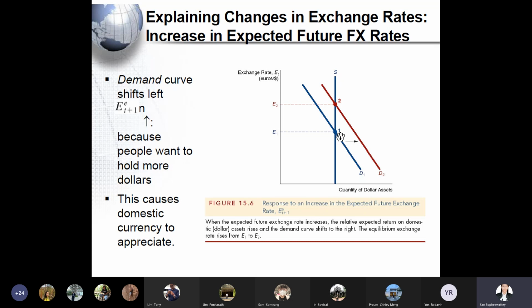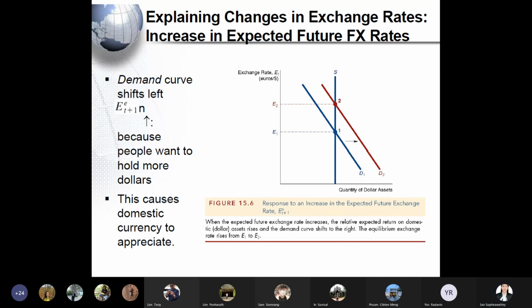So we are at point 1 here, at exchange rate E1 and demand curve D1. When the expected exchange rate increases, it also leads the current exchange rate to appreciate. When the expected future exchange rate increases, the relative expected return on domestic dollar assets also increases, and it shifts the demand curve to the right to D2. The equilibrium exchange rate increases from E1 to E2, or the exchange rate appreciates.